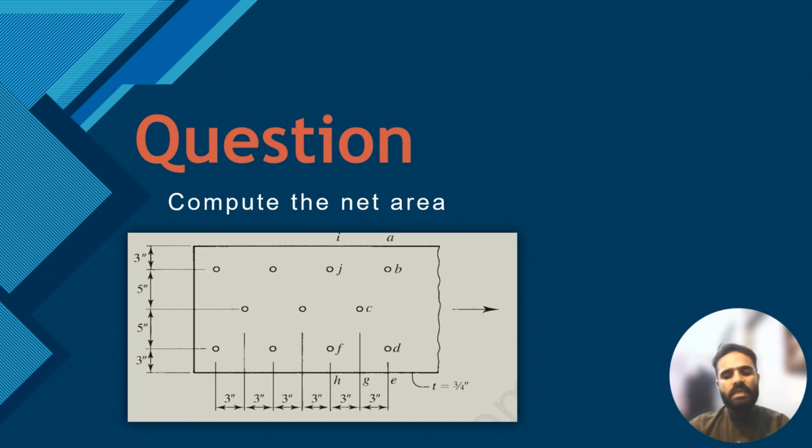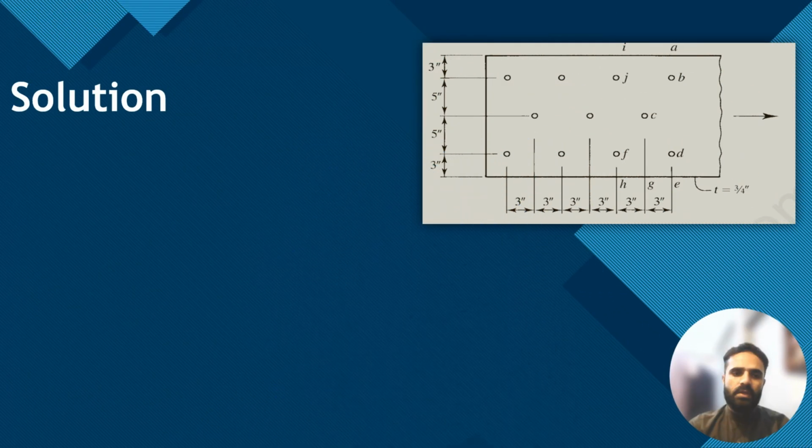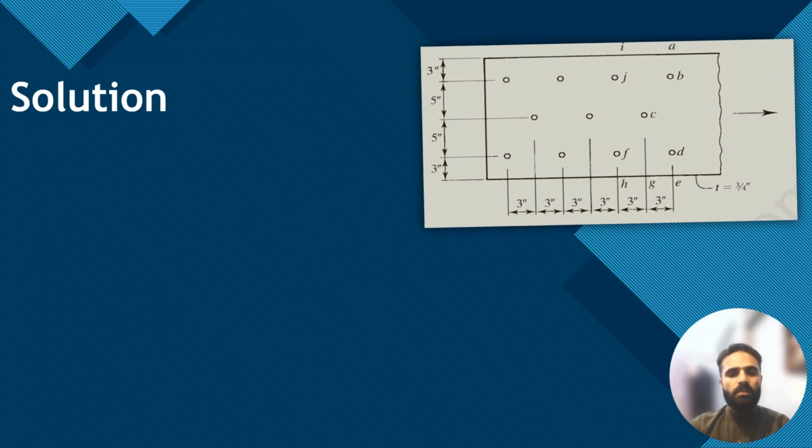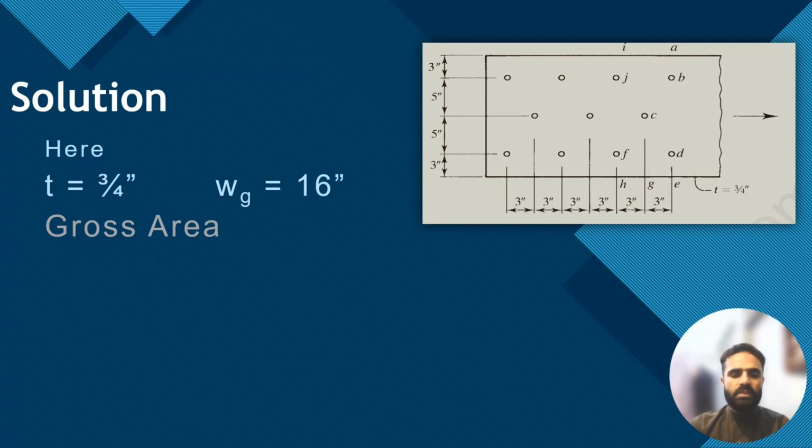So we will be discussing this failure in this particular video lecture. Moving toward the solution, we will be computing the net area for this question. Here you can see the thickness of the plate is 3/4 inches, and the gross width is the distance from this point to this point: 3 plus 5 plus 5 plus 3 inches, which comes out to 16 inches.